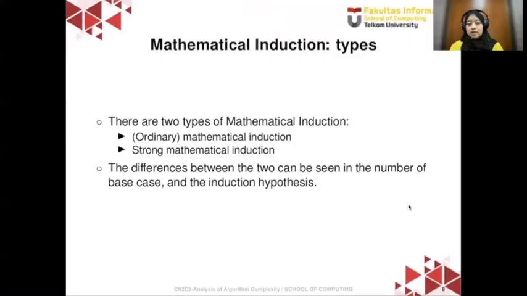There are 2 types of mathematical induction. The first one is ordinary mathematical induction, and the second one is strong mathematical induction. The differences between the two can be seen in the number of base cases and the induction hypothesis. Usually in ordinary mathematical induction, we only need to prove one n for the base case, but for strong mathematical induction, usually we need to prove more than one number in the base case. For more detail about the difference between the two types of mathematical induction, please see the next video.